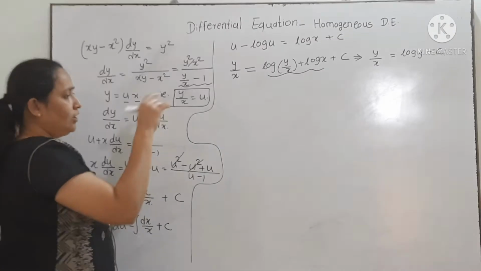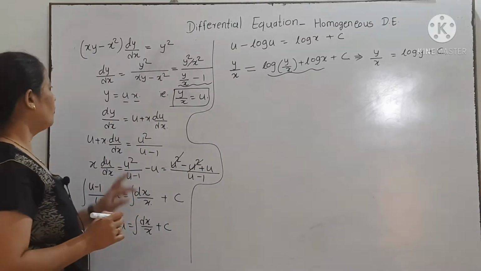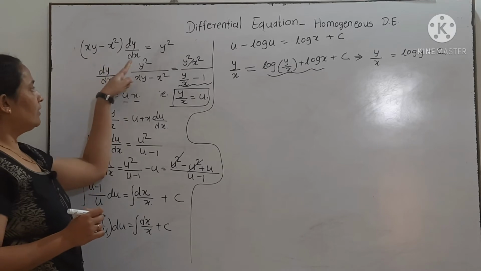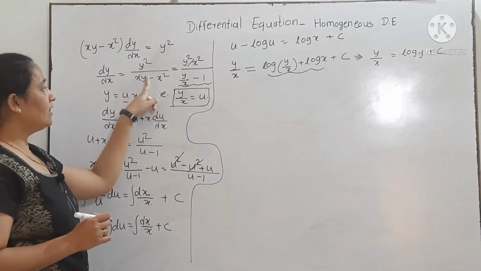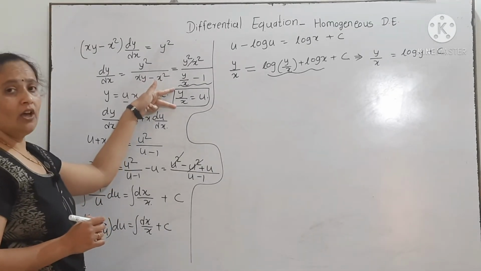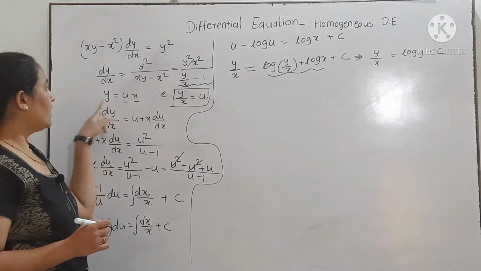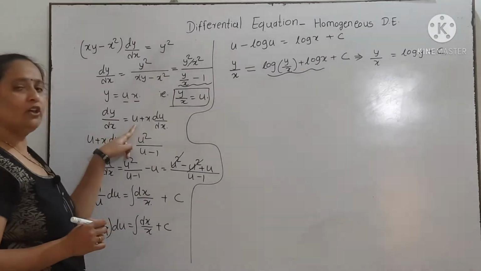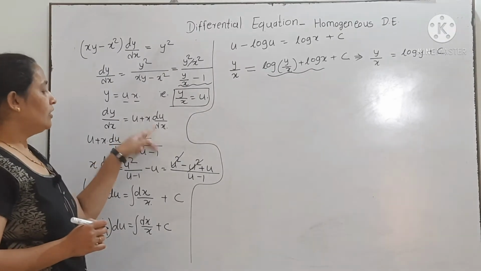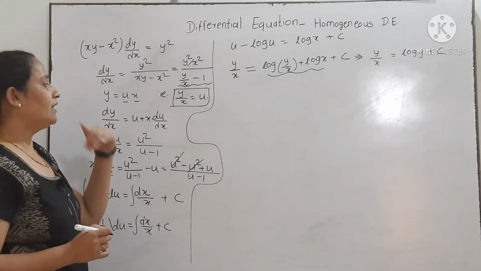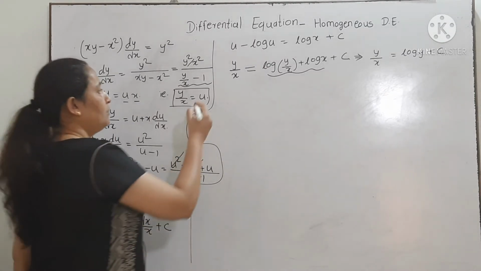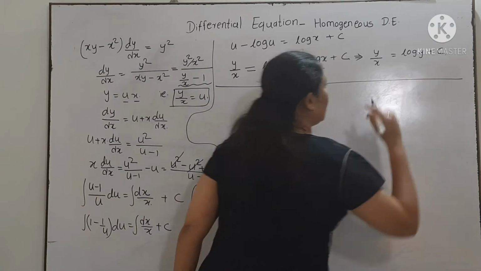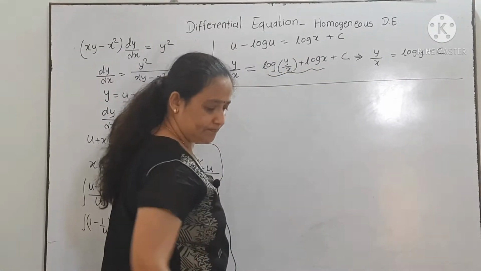This is the procedure to solve the homogeneous system. First, you have to observe whether the degree is the same everywhere. If the degree is the same, we use the substitution y upon x is equal to u, that is nothing but y is equal to ux, dy by dx is equal to u plus x into du by dx. Substitute and it will get converted to variable separable form. We will take one more example.